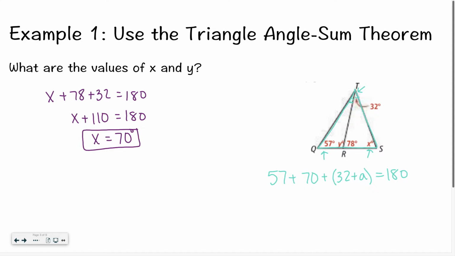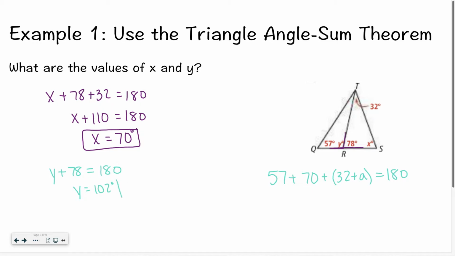Or I can look and see, here's angle y. It forms a linear pair with 78. So I can do y plus 78 equals 180, and I'm left with y equals 102 degrees.